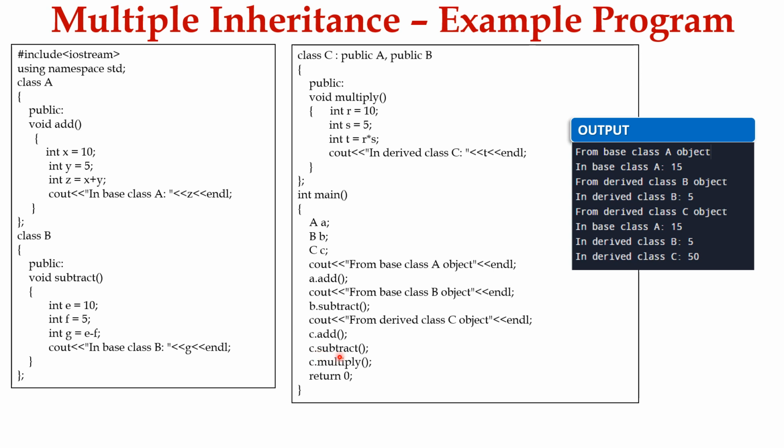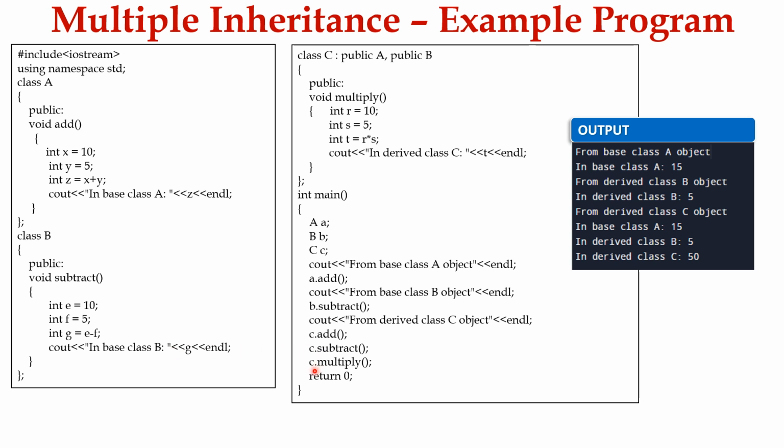Here c.subtract(). So c is an object of class C, and we are accessing the function subtract, which is available in class B. As we saw earlier, the subtract function subtracts 10 minus 5 and stores the value 5 in the variable g, and displays in base class B the value 5 to the user as shown in the output. After executing the function subtract, the control is transferred to the main method.